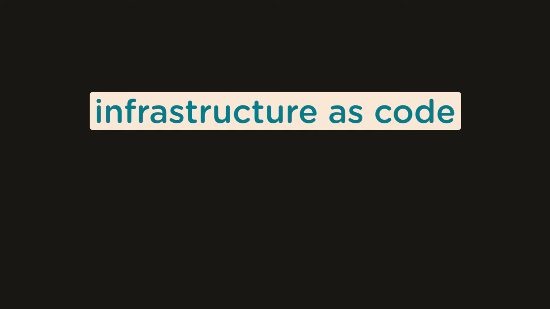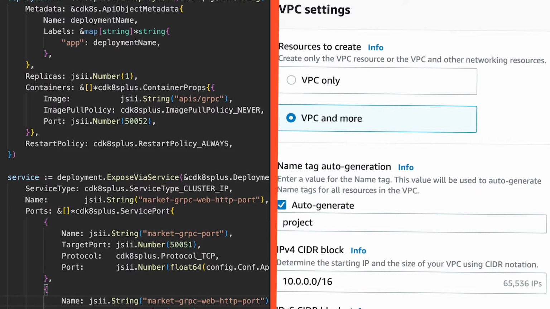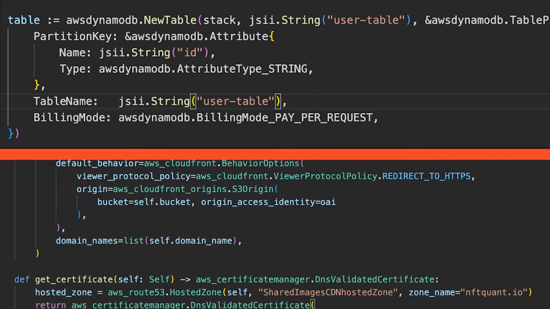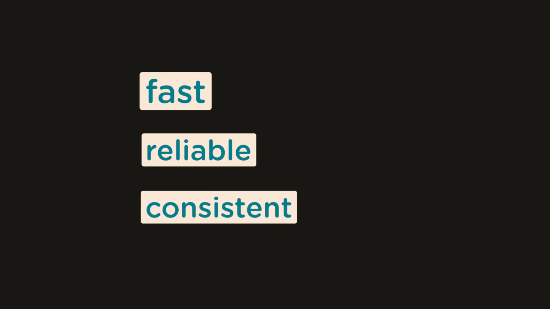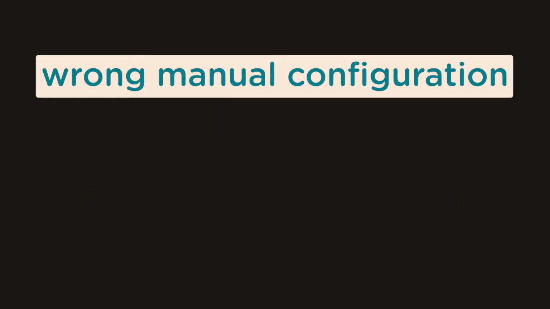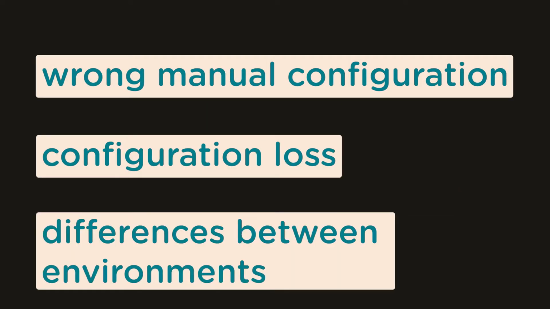Infrastructure as code, also known as IAC, is the managing and provisioning of infrastructure through code instead of manual processes. It allows you to define resources with code, from a simple database table to a very complex architecture. It offers a fast, reliable, and consistent way for developers to define the resources they need, speeding up the development lifecycle. It also prevents wrong manual configuration, configuration loss, and differences between environments due to human mistakes.